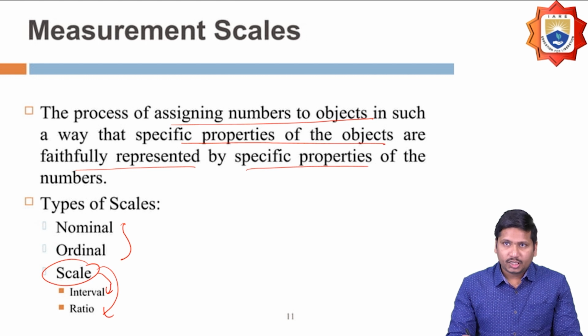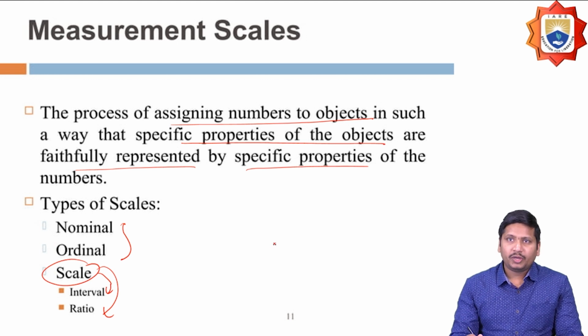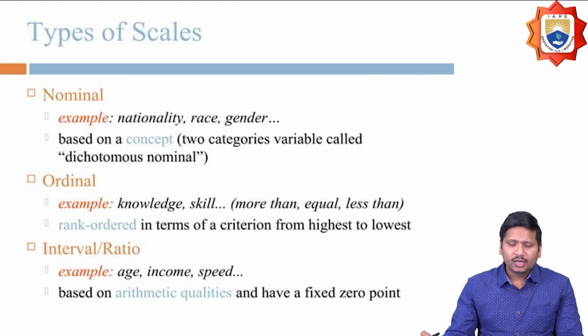The process of assigning numbers to objects in such a way that the specific properties of the objects are faithfully represented by specific properties of numbers. Normally the types of scales are nominal, ordinal, and scale, like interval and ratio scale. So we have different types of measurement scales for each type of category. Let's see them one by one.